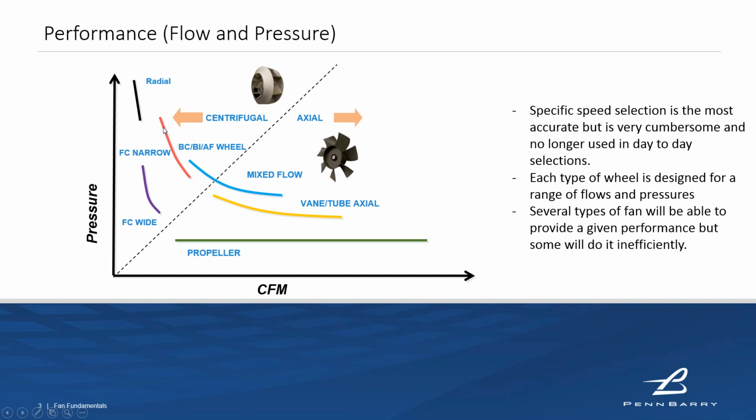If we keep moving further this way, you'll notice that each type of fan has a relationship between pressure and flow. And moving downward, we can see that these are our centrifugal fans: backward curved, backward inclined, and airfoil. They're all going to have a little bit different characteristics, but suffice to say that they are the next best at generating pressure for a given flow.